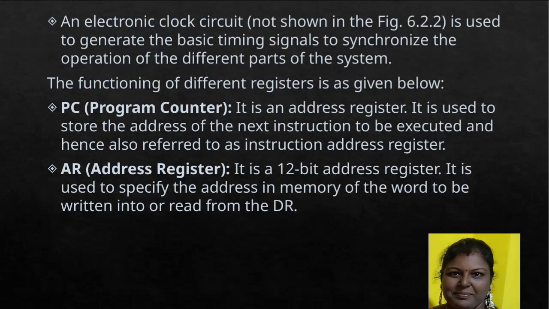Let's talk about timing and registers in this system. An electronic clock circuit keeps everything in sync. It generates the basic timing signals that coordinate all the parts. Now, the program counter, or PC, is an address register. It holds the address of the next instruction to run, so it's sometimes called the instruction address register. Then there's the address register, or AR. It's a 12-bit register that points to a specific memory location, telling the system where to read or write data in the data register.